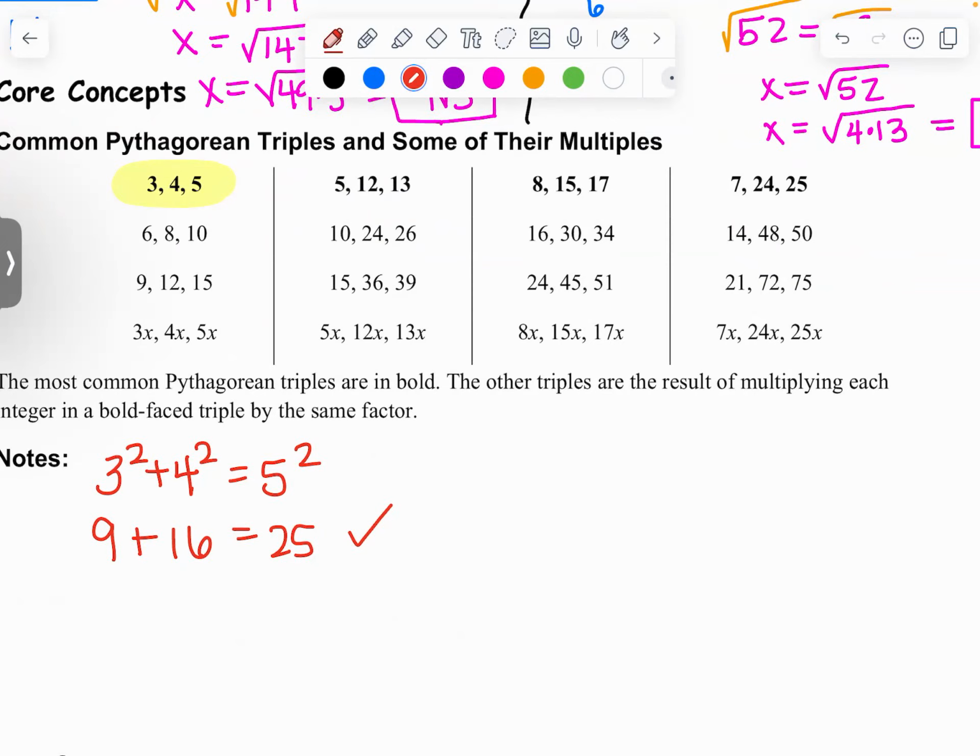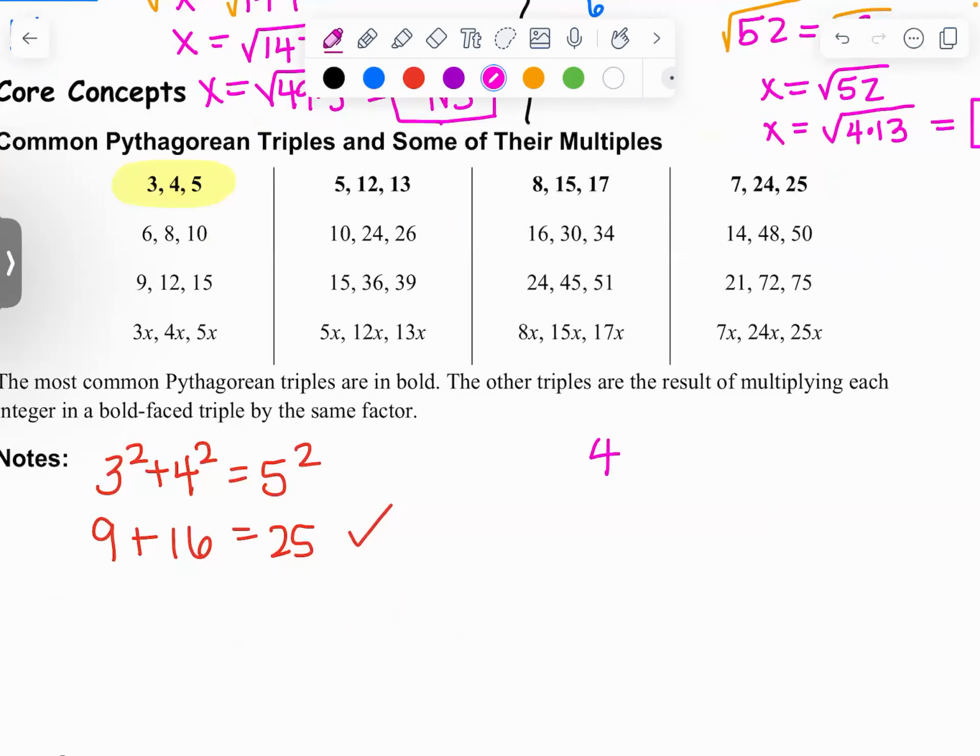So what would it be like? 3 squared plus 4 squared equals 5 squared. What would it be like? 4, 5, 6. Let's talk about 4, 5, 6.